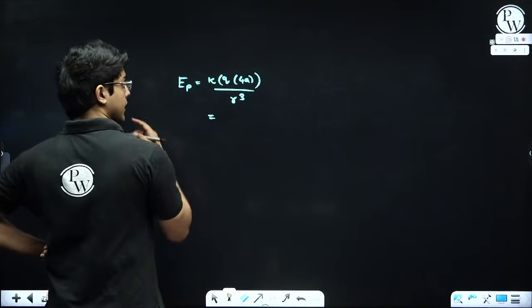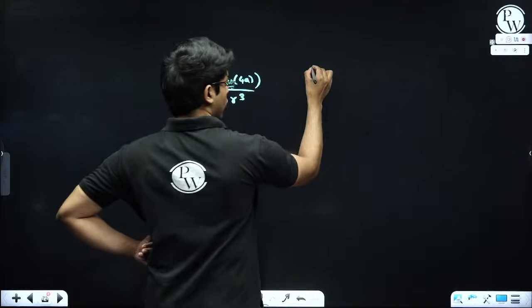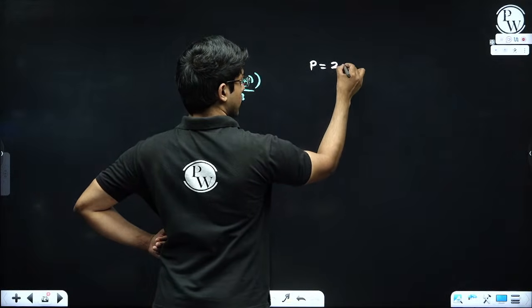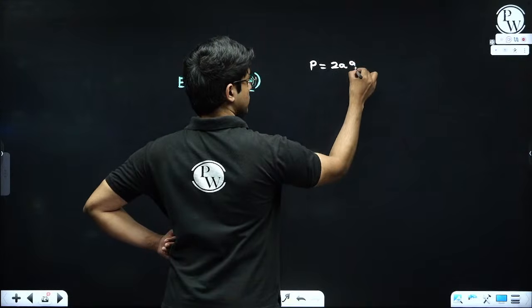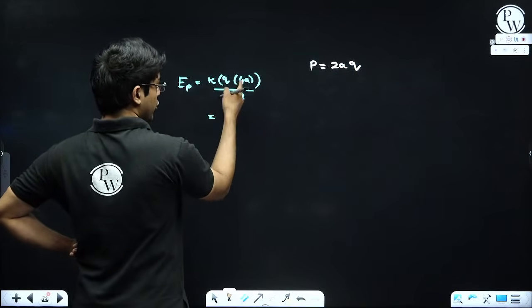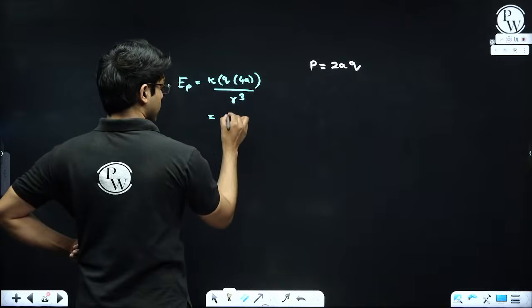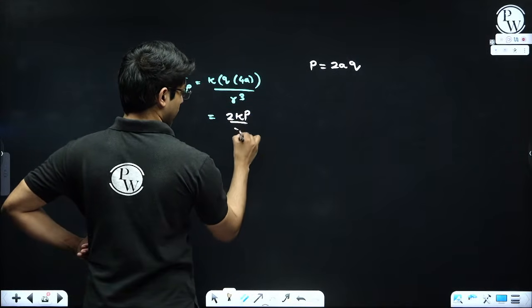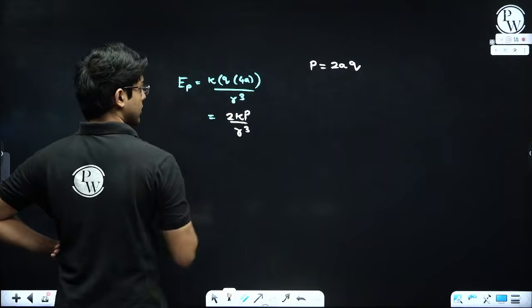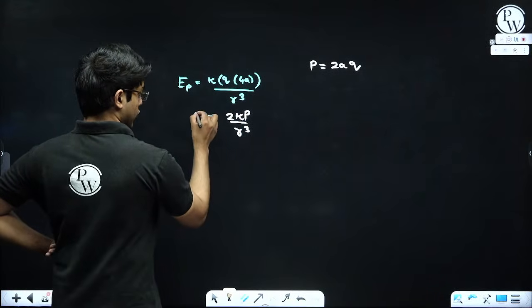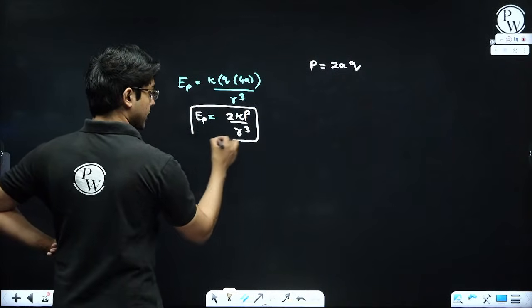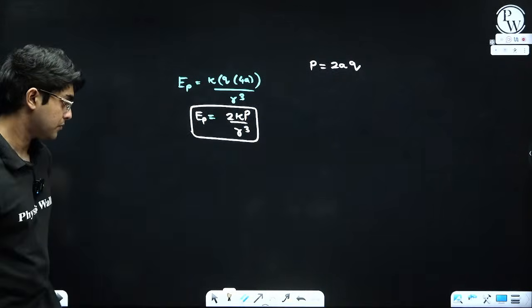Okay, and here we know the dipole moment's magnitude is 2AQ, so we can write it as P. This will be 2KP divided by R cube. There will be a 2 left in the numerator, so it will be 2KP divided by R cube. This will be the field at the point P.